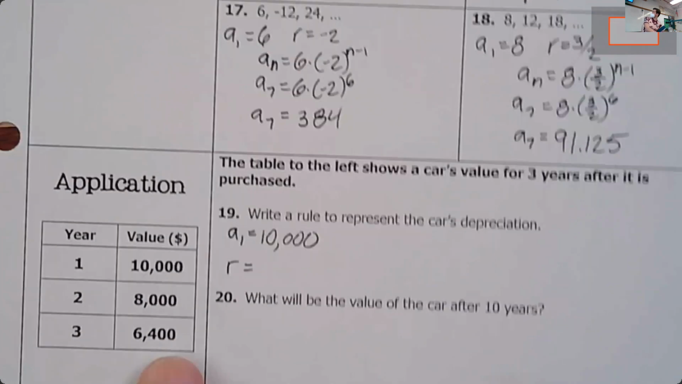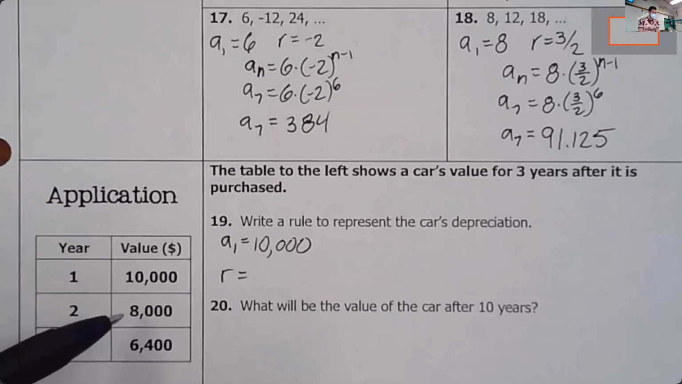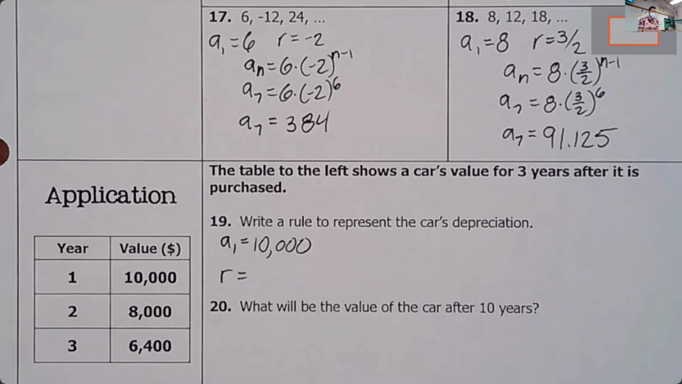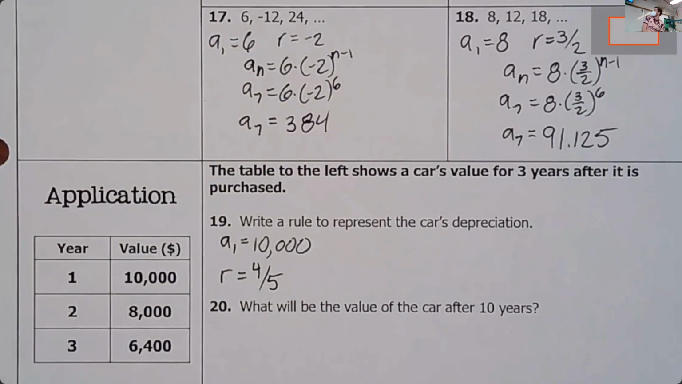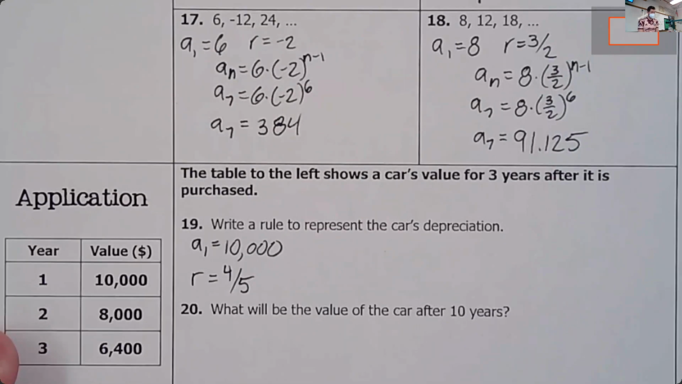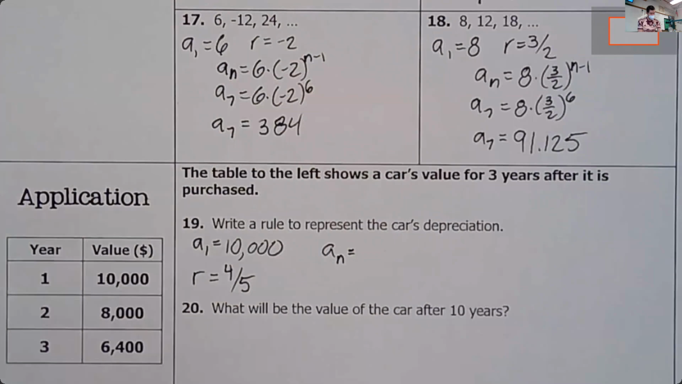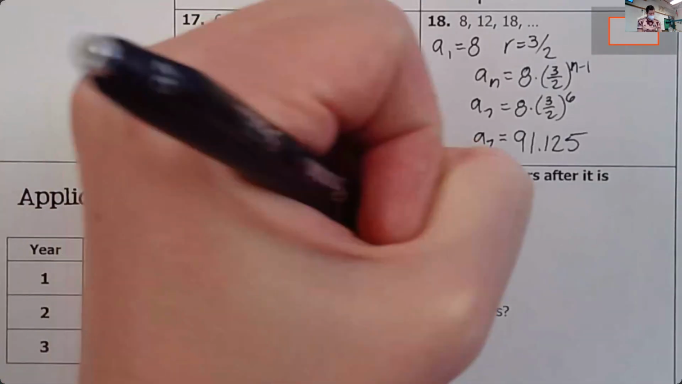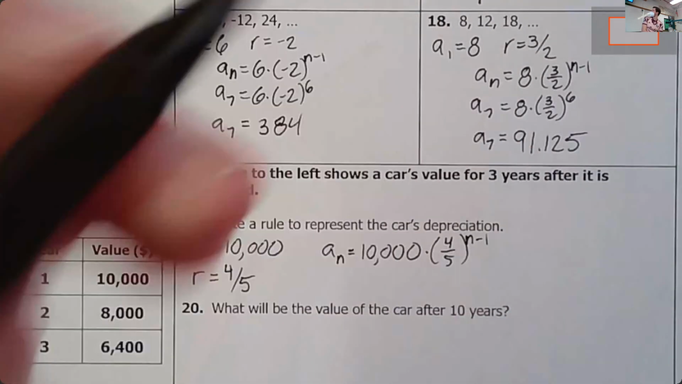And that should also be the same for 6,400 divided by 8,000. And it is. The reason we only need to do this first one is because it didn't ask us to figure out if this is a geometric sequence, so we can assume that it is one. So 4/5, it's losing a little bit of value. So r equals 4/5, and so our first problem of this application is write the rule, which would be that a_n rule. So that's going to be 10,000, a1, times the value of r, 4/5, to the n minus 1.